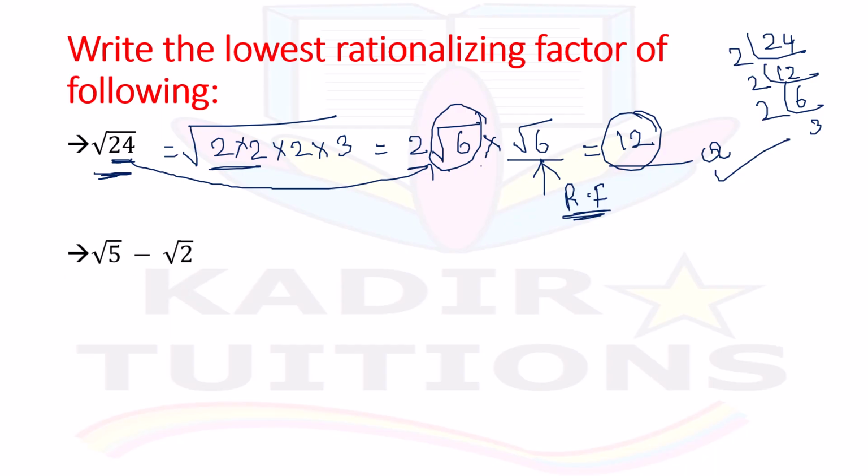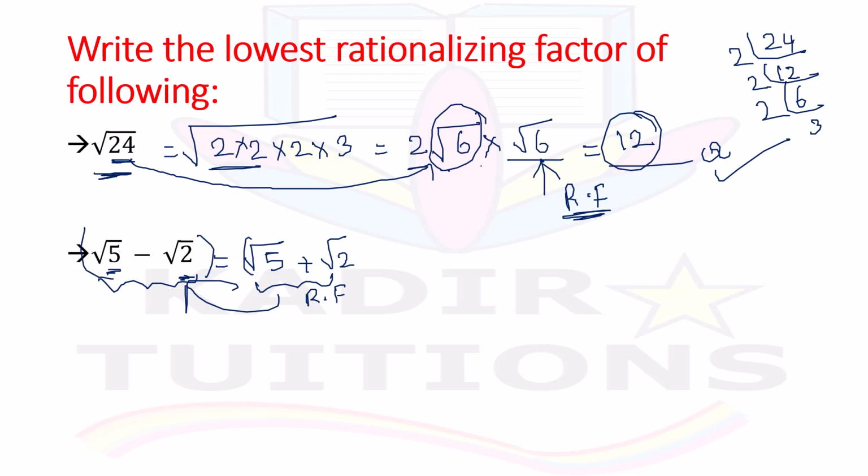Then the next question is root 5 minus root 2. 5 is also a prime number. 2 is also a prime number. So if we want to find the rationalizing factor of this, then just change the sign between the terms. That's it. So this is going to be the rationalizing factor of the question. Why are we writing like this? Because if I multiply this and this, what you will be getting is of the form a plus b into a minus b, the algebraic identity, which is nothing but a square minus b square. So if I multiply, I will be getting root 5 the whole square minus root 2 the whole square. Then what is the answer? 5 minus 2, which is 3.